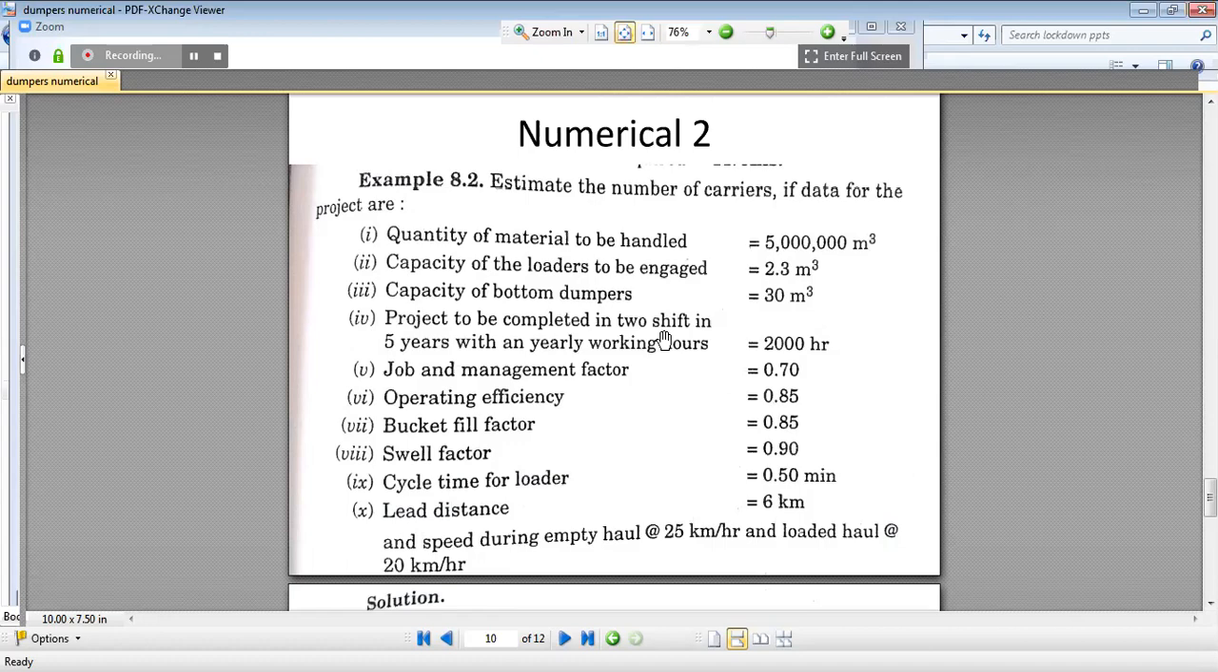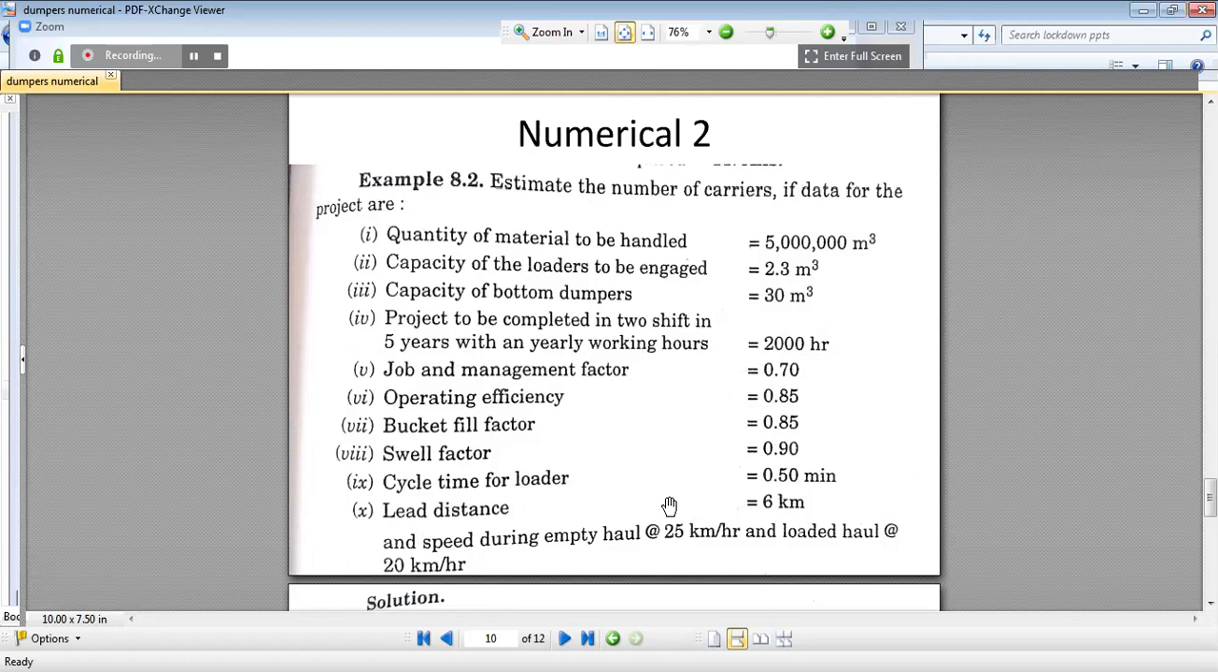Now, the project is to be completed in 2 shifts in 5 years with yearly working hours of 2000 hours. So, in a year, we can work for 2000 hours in 2 shifts. Next, job and management factor is 0.70, operating efficiency is 0.85, bucket fill factor is 0.85, swell factor is 0.90, cycle time for a loader.